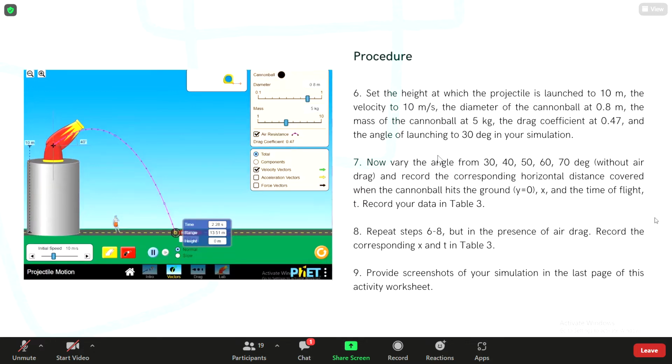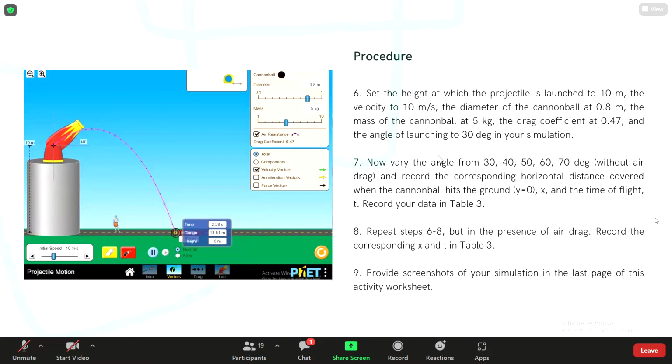Now, vary the angle from 30, 40, 50, 60, and 70 degrees without air drag, and record the corresponding horizontal distance covered when the cannonball hits the ground, signified by y is equal to 0, and the time of flight t. Record your data in Table 3. Repeat steps 6 to 8, but in the presence of air drag. Again, record the corresponding x and t in Table 3.